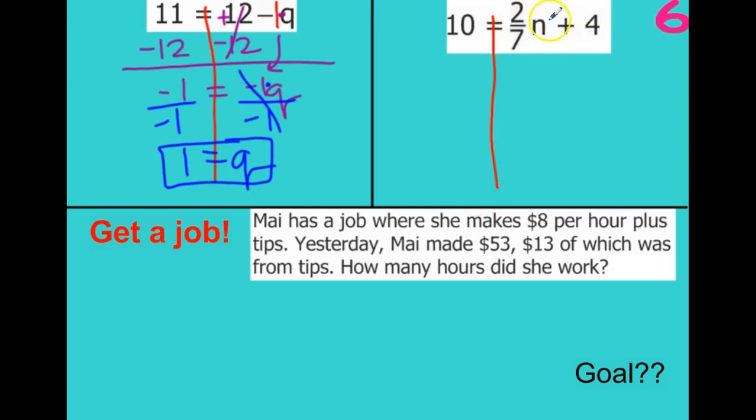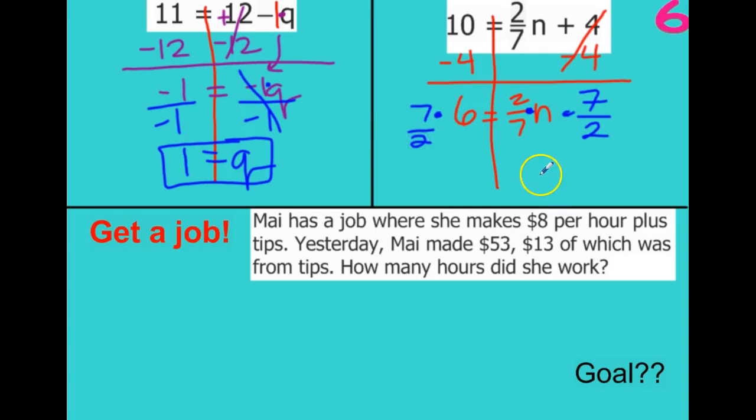Over here, we need to get rid of first our addition and subtraction, so I'm going to subtract 4 because it's adding 4. Those cancel, and we have 2 over 7n, and 10 minus 4 is 6. Then this is multiply, the opposite is going to be divide, but this is really a fraction, so we're not dividing, we're multiplying by the reciprocal, or flipping the fraction.